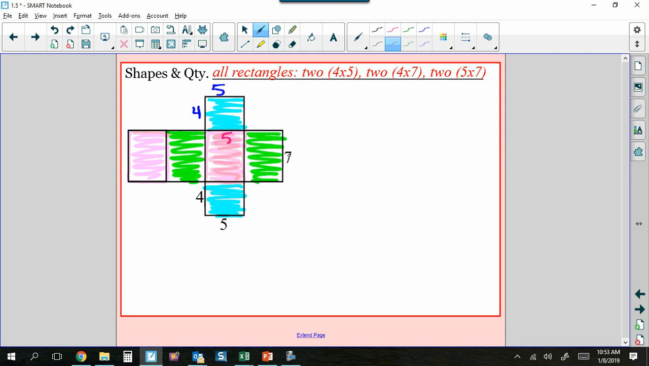Going this way, we know it's 7. Well, all of these are going to then be 7 because of what this is folding back up to. So now I know that this pink rectangle is a 5 by 7 rectangle. And then again, I talked about this at the beginning. If this were the bottom, this would end up being the top if it were to completely fold up. So I know this one would also be a 5 by 7 rectangle.